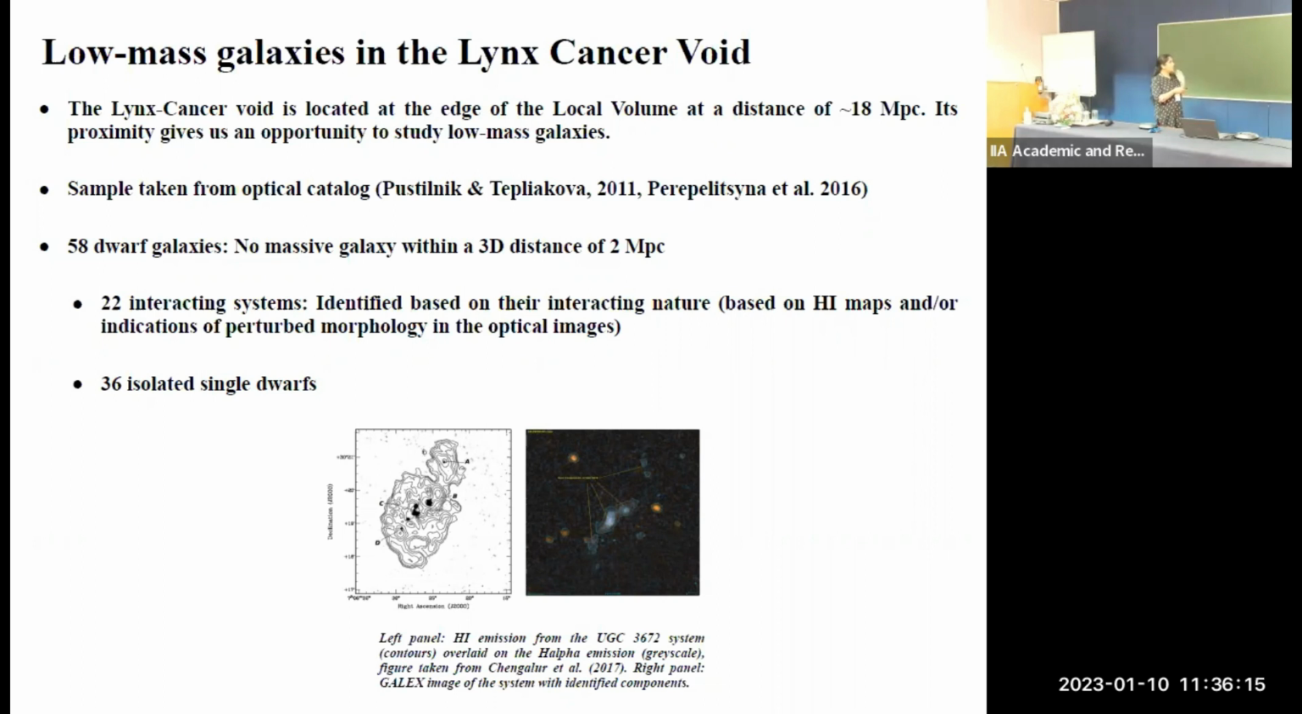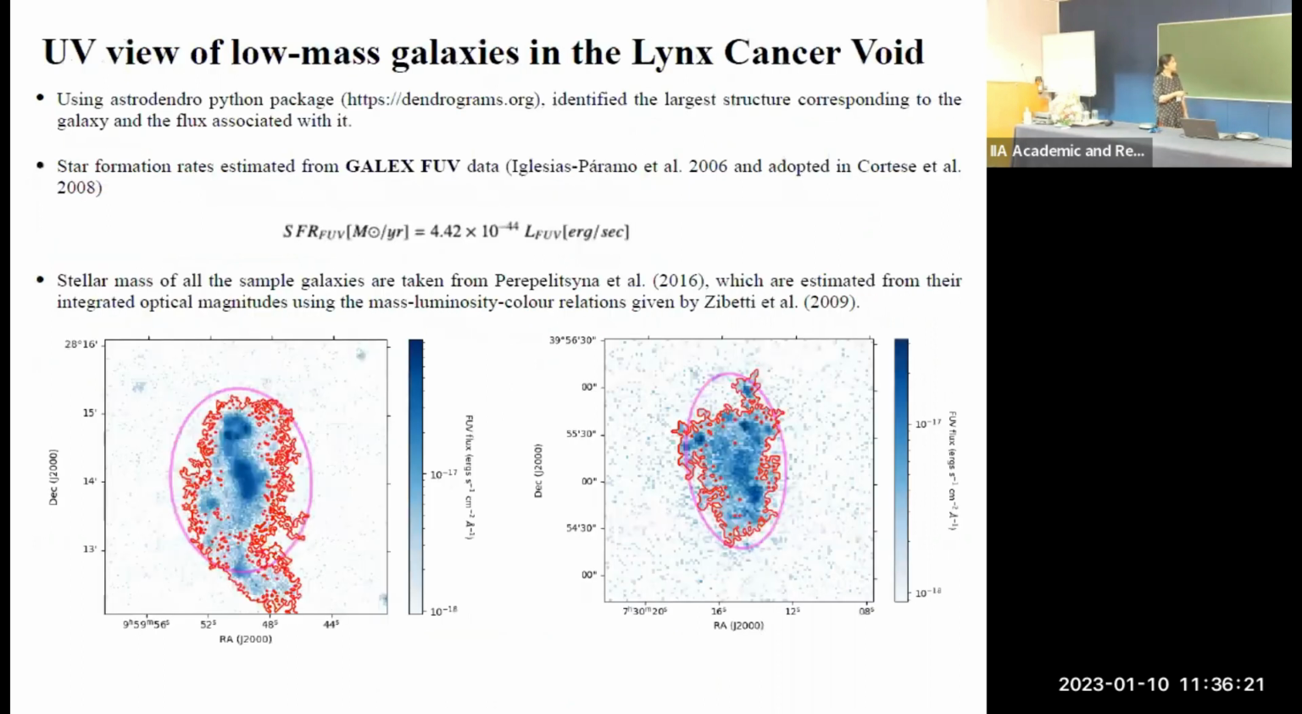Initially we did the study using GALEX data. This is one of the galaxies. This magenta ellipse here is the optical ellipse based on the optical radii and ellipticity. But if you see in UV, they are clumpy and there is no regular structure. So we used a Python package called AstroDendro, which identifies the clumpy structures in the galaxies, and the largest structure corresponding to the galaxy is considered as the galaxy. We also overplotted it. Here you can see this is the structure, and we estimated the integrated UV flux and estimated the star formation rate using the standard calculation.